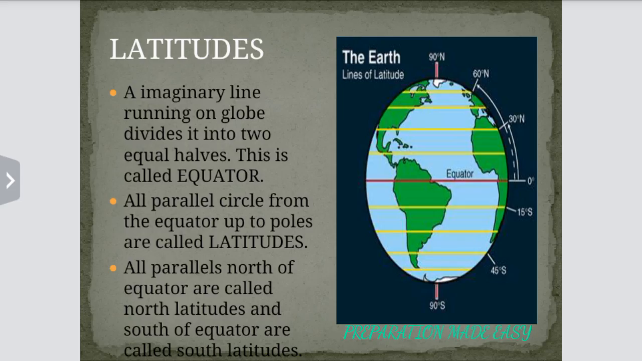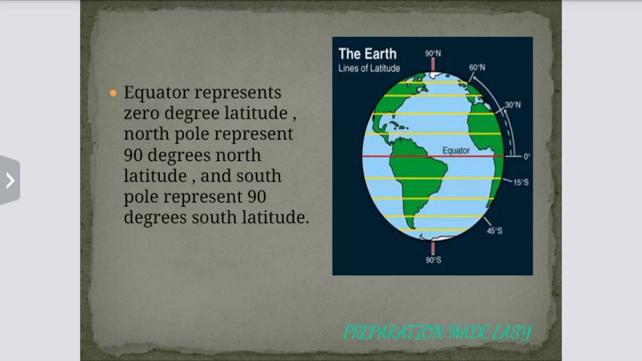Okay? See, by picture we can see that the red line which is dividing the globe into two equal halves is called equator, and the yellow lines which are north of the equator are called north latitudes, and the yellow lines which are south of the equator are called south latitudes. Okay, see, we know that equator represents the 0 degree latitude and the north pole represent the 90 degrees north latitude and the south pole represent the 90 degrees south latitudes.